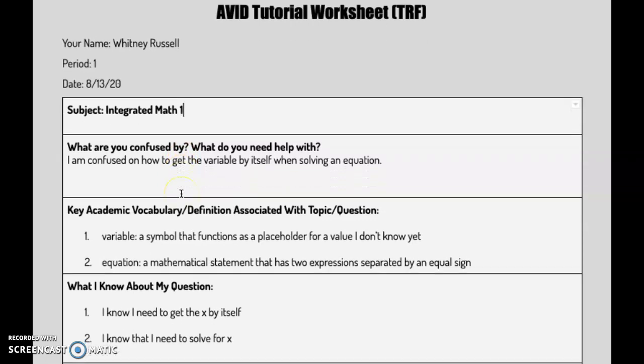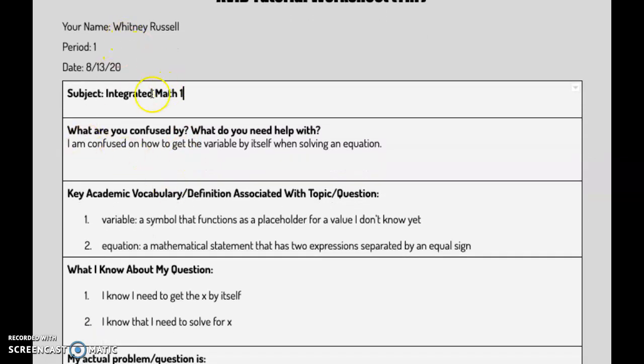And then I wrote what I'm confused by. So I'm going to be doing integrated math 1 and I'm going to be talking about equations. And so in the equation and how to solve an equation, I am confused on how to get the variable by itself when solving an equation. So that's what I wrote. I wrote specifically what it is that I'm confused by.